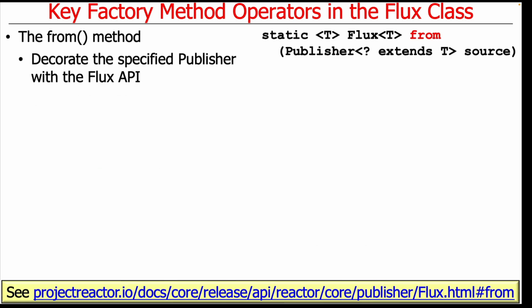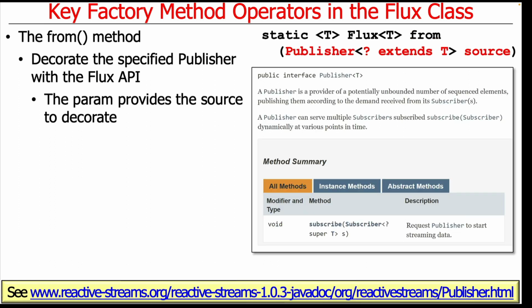OK, next topic, a little bit different. So notice that just, fromArray and fromIterable are all eager. Remember that? That'll probably be a quiz question, by the way. And we're now going to talk about the from operator, which is a little bit different from the ones we've talked about. So from will decorate the specified publisher with the Flux API.